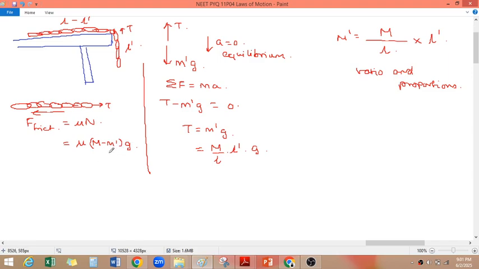So these are all the places people will make mistakes. Instead of taking m minus m dash, they may directly take it as mg, which will go wrong. m dash is, just now I told you, m by L into L dash into g. So mu mg into 1 minus L dash by L.